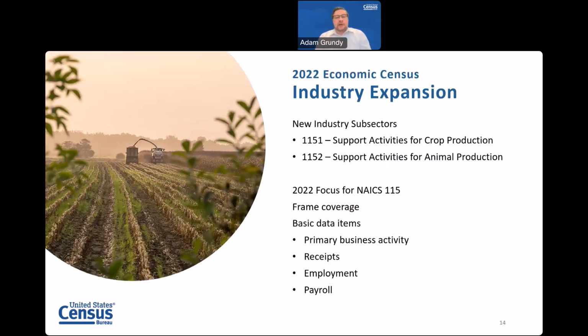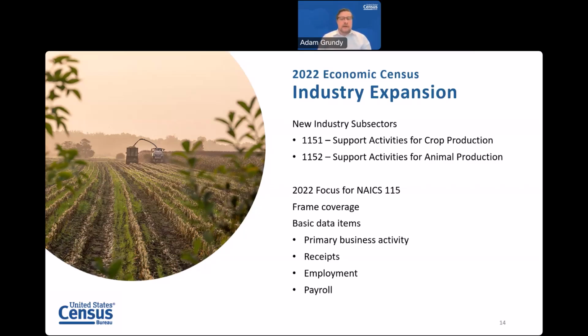We also have some industry expansion. So for the first time in about 45 years, we were able to publish data for the support activities for crop production and support activities for animal production, which are normally covered by the USDA. So we were able to expand the industries that were covered in the economic census. So for the NAICS 115, that's the basic industry level for the industry subsectors for animal and crop production. Those are the 2 industry subsectors that you see below that we were able to publish for the first time in quite a while.